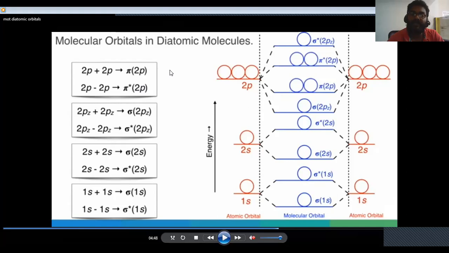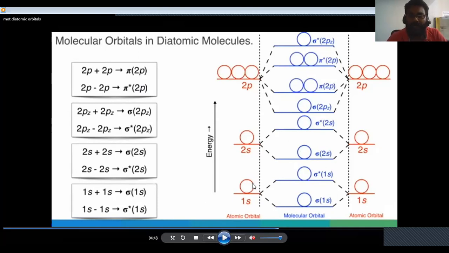2px and 2py have the same energy. This is the 2py and this is the 2px, giving pi star 2px and pi star 2py. These are the molecular orbitals, the ones in blue, indicating the molecular orbitals, bonding and anti-bonding.